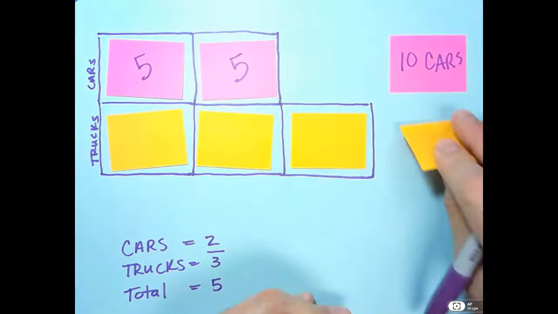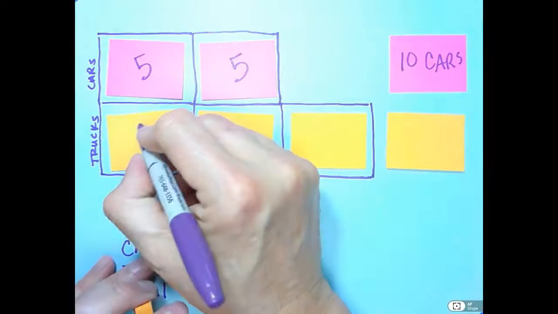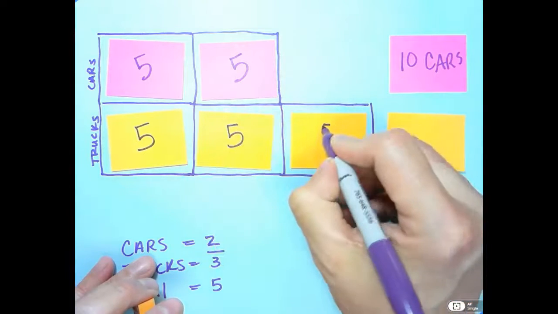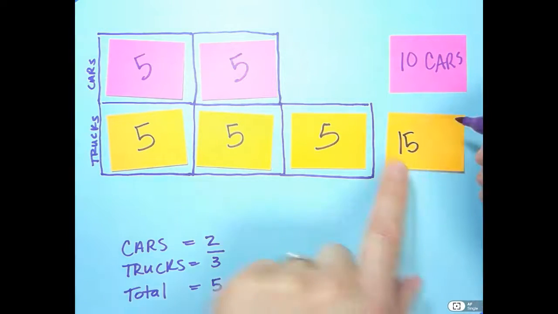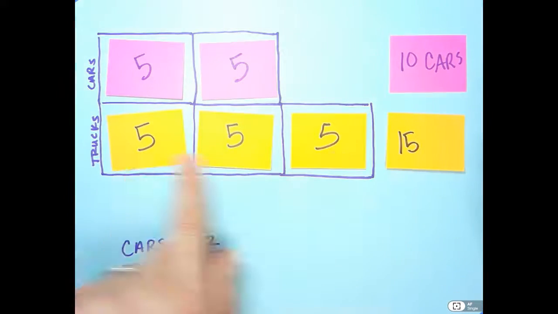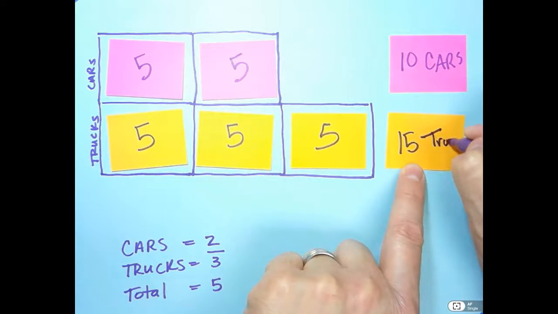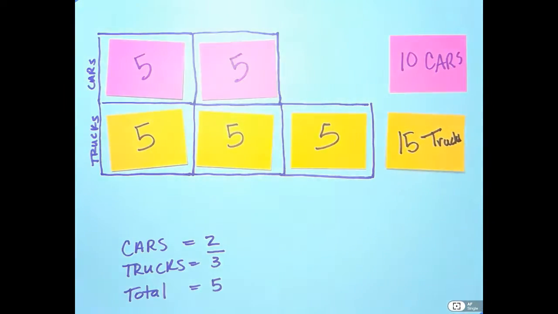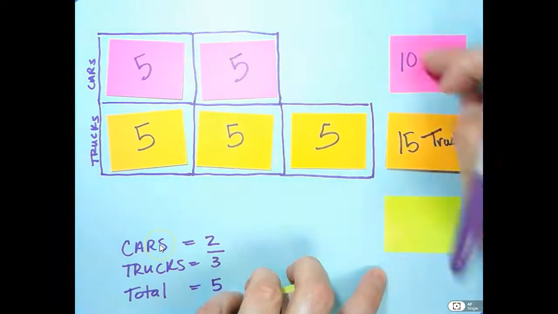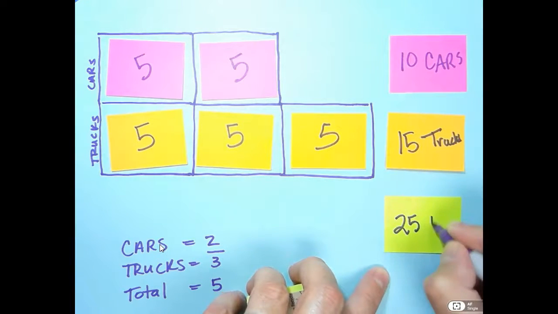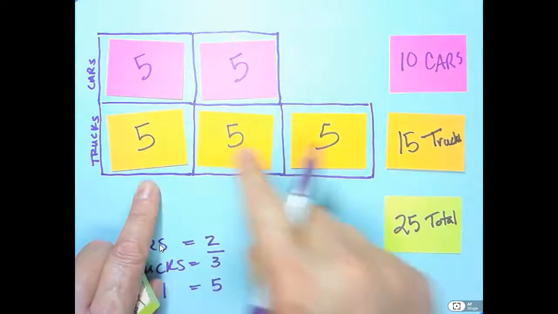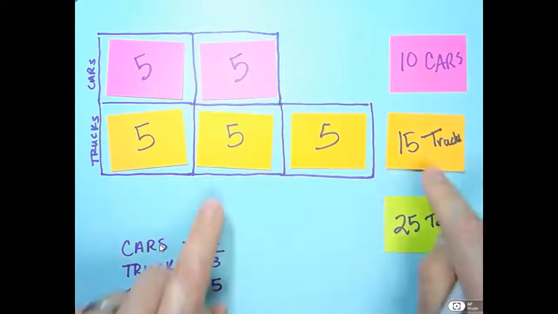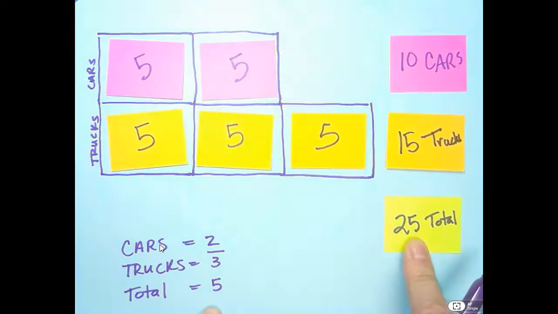And again, one of the things we know is that all of these groups have to be the same, or it's not a ratio. So now we can quickly figure out if there are 10 cars, if we multiply 5 times 2 to get 10, we multiply 5 times 3 to get the number of trucks. And if we need to know the total number of vehicles in the parking lot, we can just add the number of cars and trucks to get 25 total. Or we can just say, well, there are 5 groups total, and 5 in each group, and 5 times 5 is equal to 25.